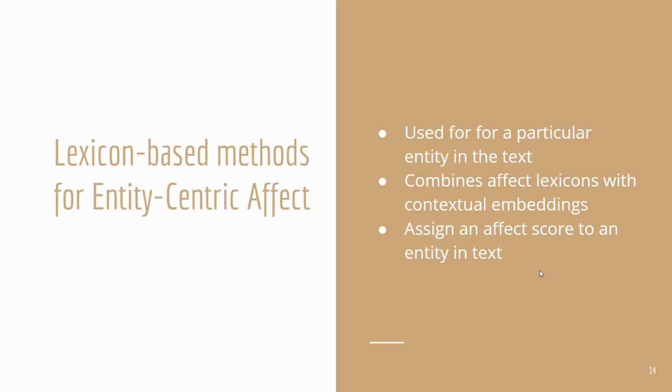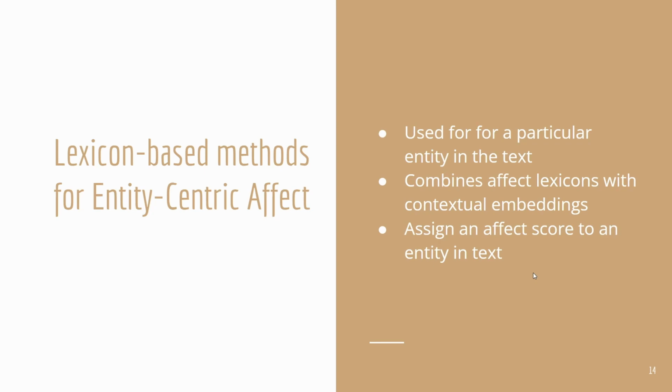Now moving on to the next part, lexicon-based methods for entity-centric affect. The entity-centric method of Field and Tsvetkov 2019 combines affect lexicons with contextual embeddings to assign an affect score to an entity in text. In that case, the algorithm first trains classifiers to map embeddings to scores. For example, for each word w in the training corpus, it uses BERT to obtain embeddings of each instance of w, to obtain a single embedding vector for one training point. It also uses the NRC VAD lexicon to get valence, arousal and dominance scores for w.